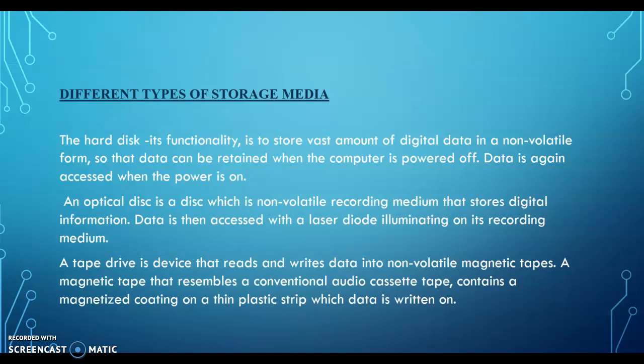An optical disk is a non-volatile recording medium that stores digital information. The tape drive, on the other hand, is a device that reads and writes data onto non-volatile magnetic tapes. A magnetic tape that resembles a conventional audio cassette tape contains a magnetized coating on a thin plastic strip on which the data is written.